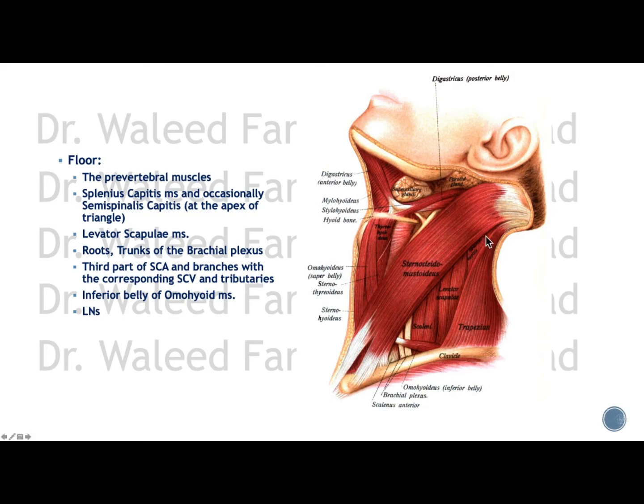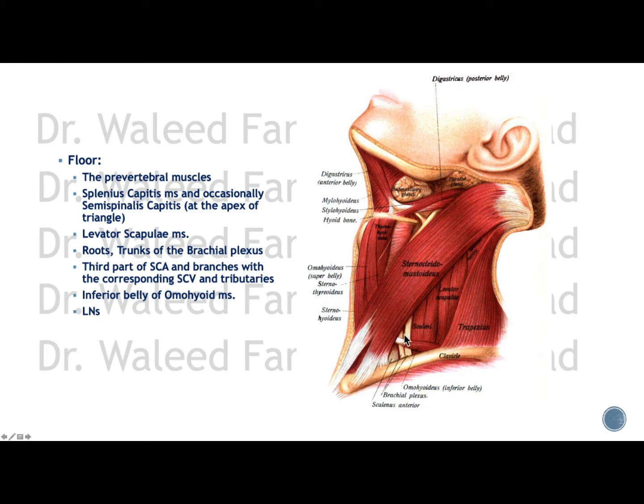You may get an occasional muscle at the very apex of the triangle. It's called the semispinalis capitis. So splenius capitis is there, and semispinalis capitis may appear at the very apex of the triangle. See, it's easy. The scalene anterior, middle, and posterior, levator scapulae, splenius capitis, semispinalis capitis. The last two muscles are muscles of the back. Okay? What else does the floor contain?